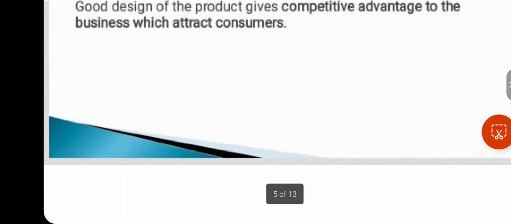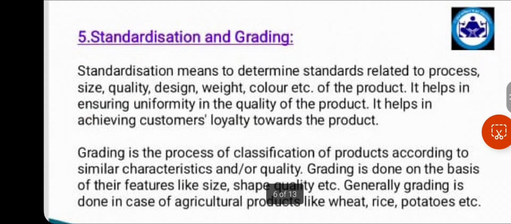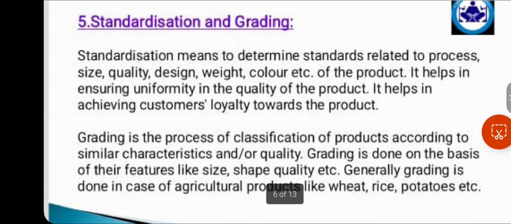Let's proceed to our next point, and that is standardization and grading. Standardization is establishing uniformity in quality of products. It is necessary to enhance customers' trust and loyalty towards the product. For example, BIS, that is Bureau of Indian Standards for quality maintenance, ISO 9000 for quality management certification.